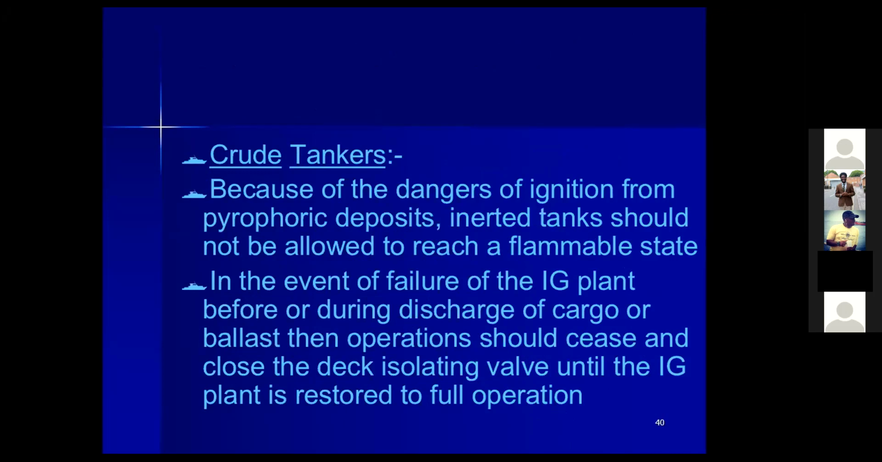Okay, now in crude oil tankers, this is the last bit. There is some form of pyrophoric deposit from the inert gas. So what happens now, you should not allow this, because it's going to cause some sort of rust. It's going to cause some sort of certain reaction. So you have to ensure that the inert gas that you are generating is of good quality to avoid this kind of pyrophoric deposit.